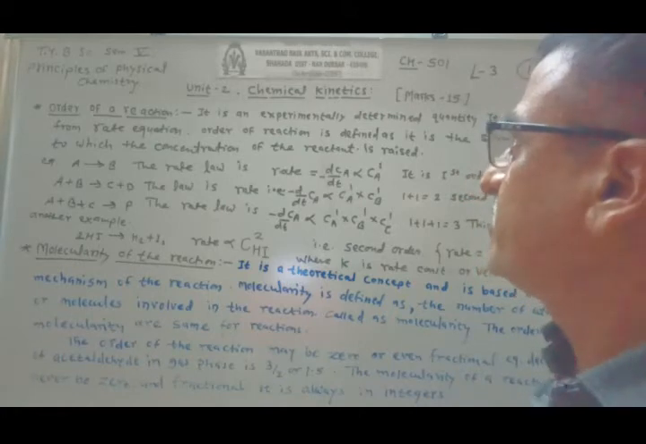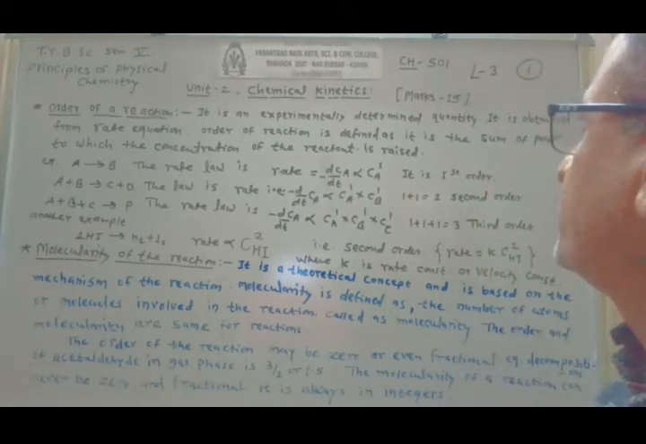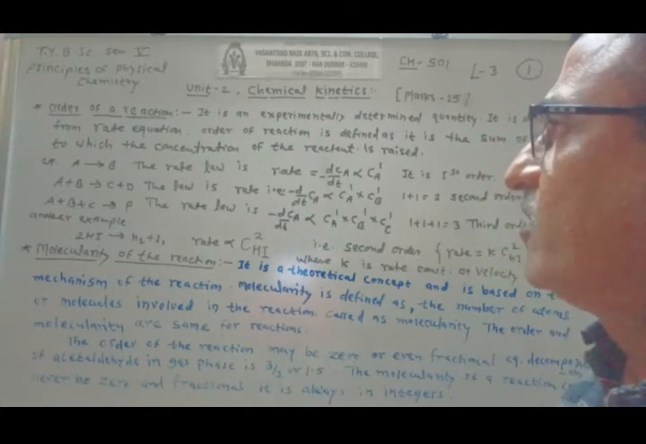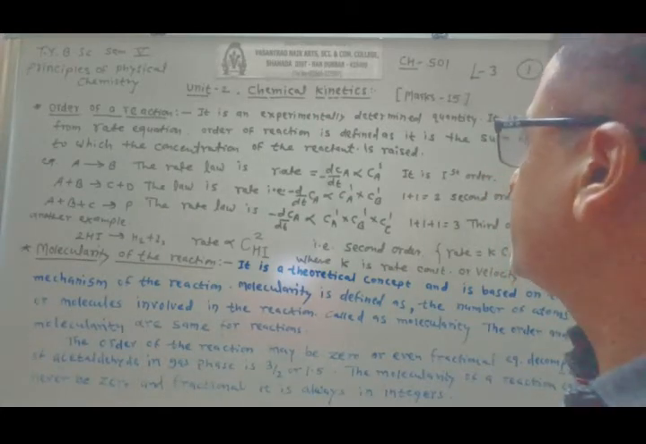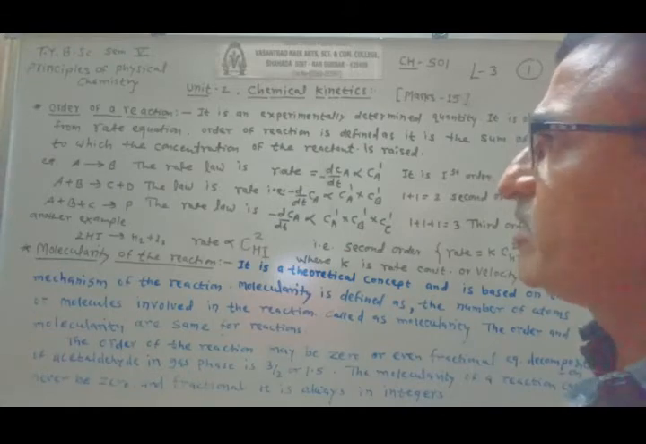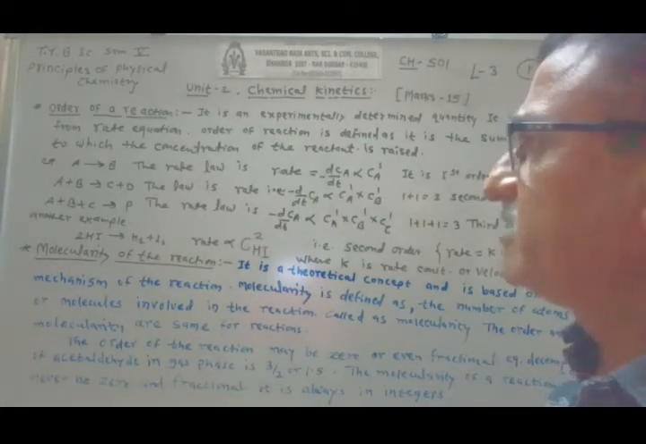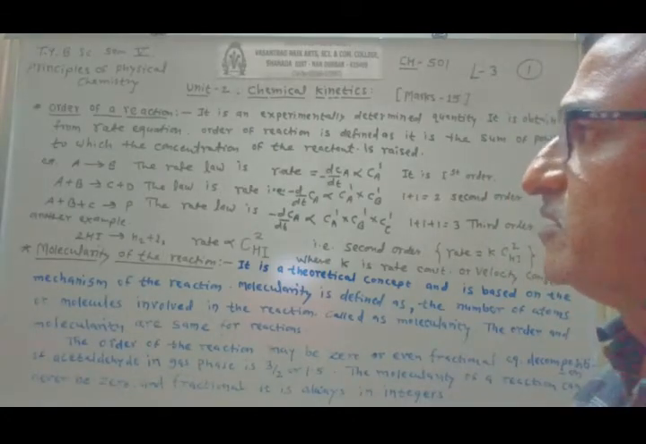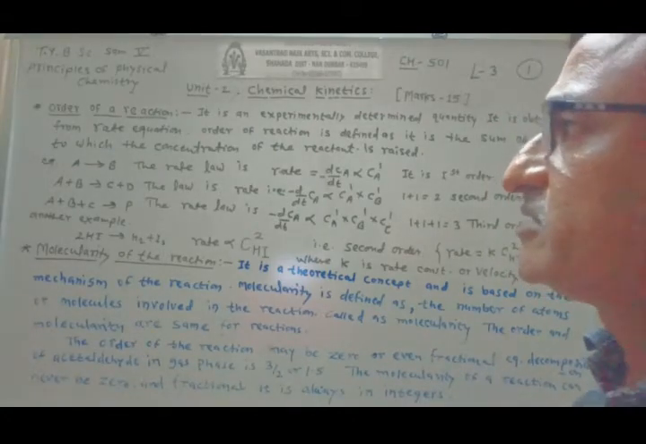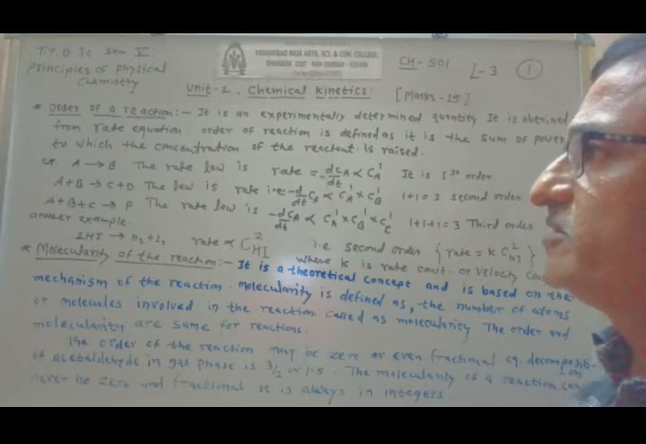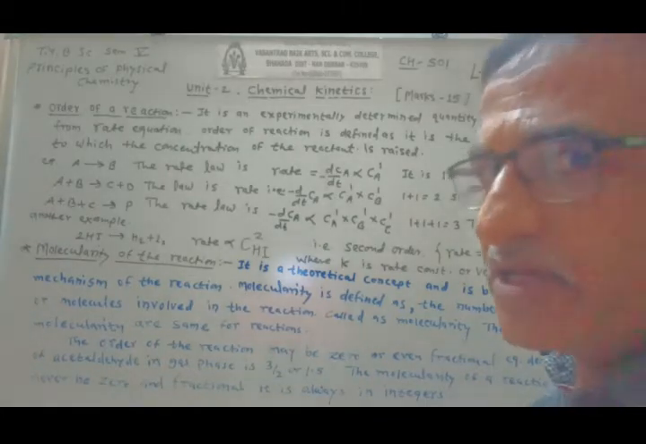It is an experimentally determined quantity. It is obtained from the rate equation. Order of the reaction is defined as the sum of powers to which the concentration of the reactant is raised. So the sum of powers of the reactant concentration terms is known as the order of the reaction.